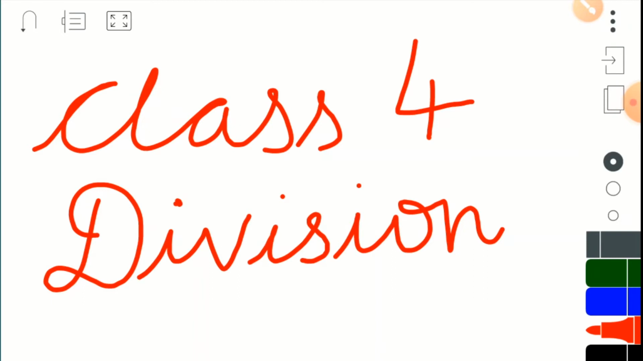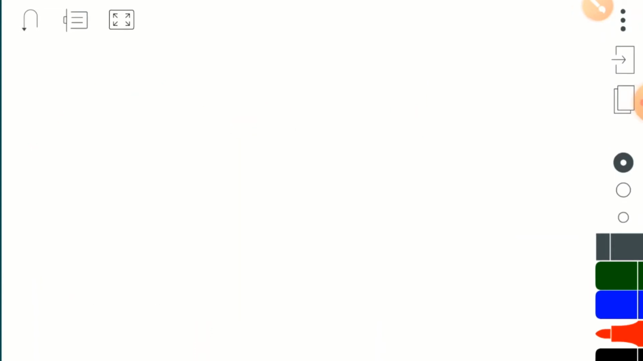Today we will see division of numbers, the first part. So let's get into the topic. Let's see how to do division by dots method.